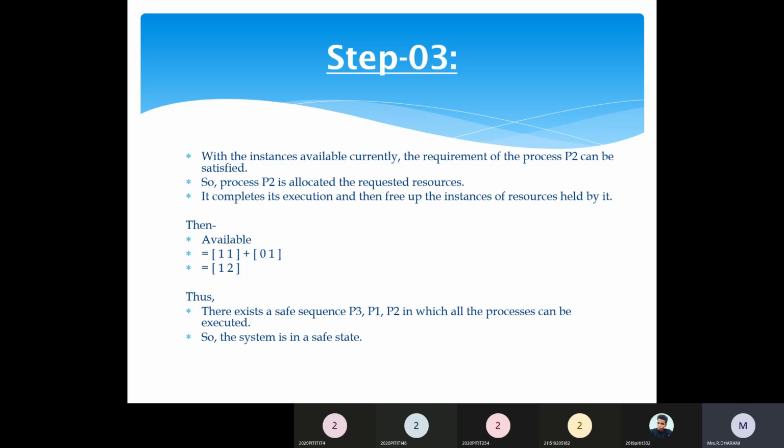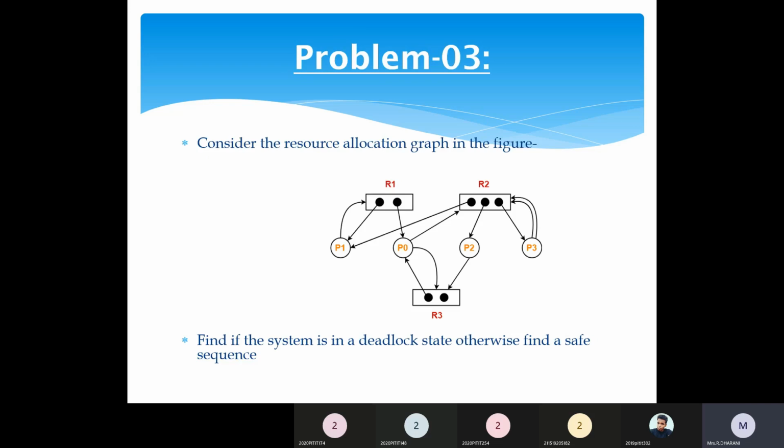So the system is in a safe state. There is no chance of deadlock occurring, and the sequence of process execution may vary. So what is the safe sequence of execution? First P3, later P1, and finally P2, in which all the processes can be executed. All the processes in the system are executed in the order P3, P1 and P2. So the system is in a safe state. Right. Next, let us see the other problem.